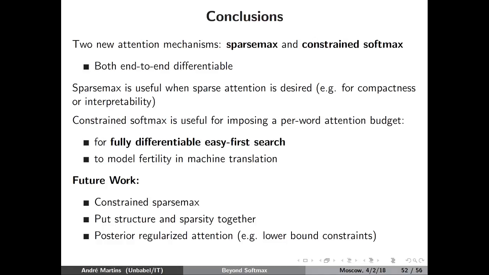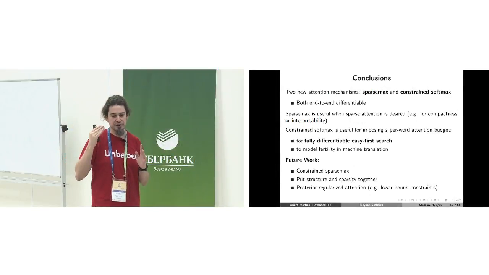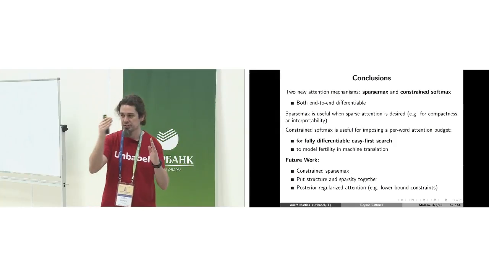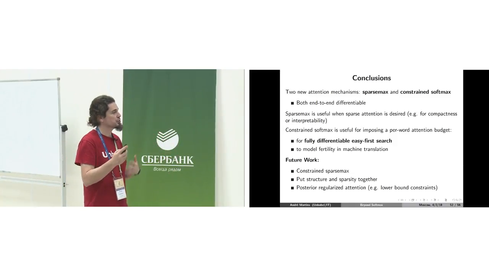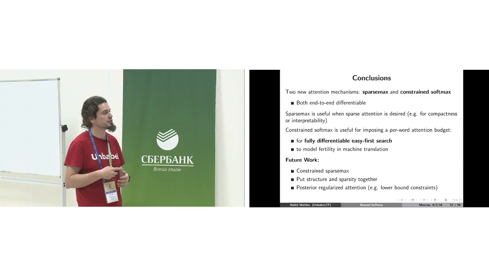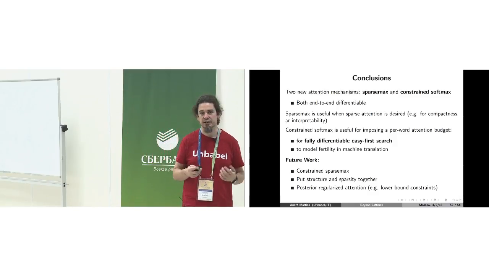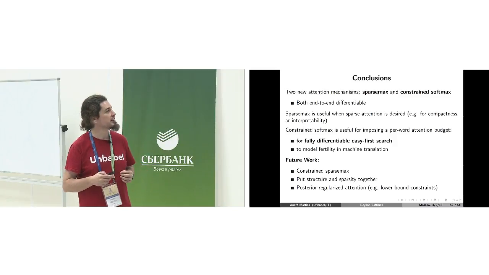But we can also have something which is sparse, where every attention step is sparse, and we also have a budget of attention that each word can get. So we have sparsity in these two directions. It's also interesting to try to put structure and sparsity together. We are also working on that. And finally, to use this idea of posterior regularization as a way of extending constrained Softmax even further. So this is basically it.